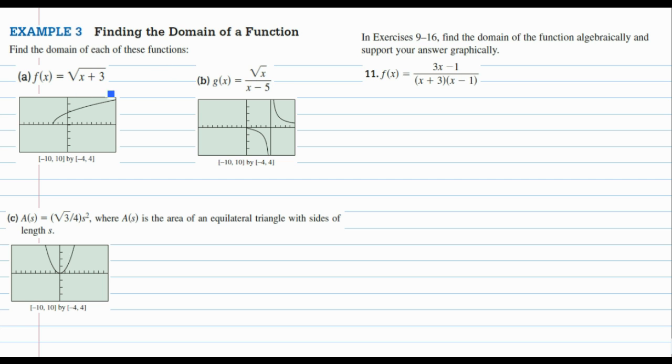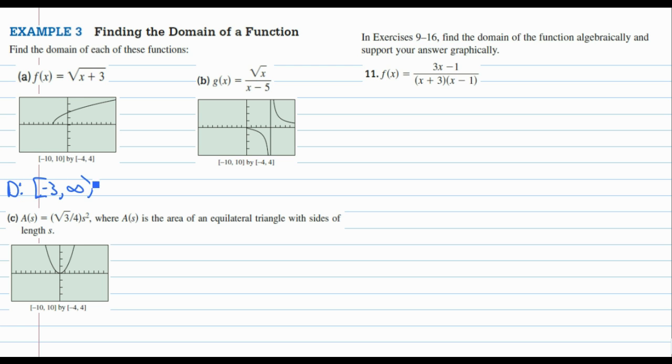Alright, find the domain of these functions. A, f of x equals the square root of x plus 3. Well, I know I can't take square roots of negatives. I can take the square root of 0 and anything positive, which tells me that inside the square root has to be 0 or bigger, which means x can be -3 or higher. So I'm going to put down here my domain is [-3, infinity).